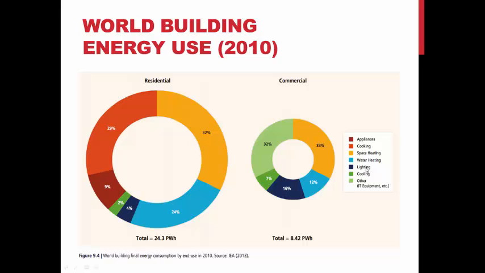So here we see that in terms of the pieces of the pie that are most significant in residential, we're looking at cooking, space heating, water heating, and lighting. So these areas here are where we've focused our attention. On the commercial side, we're again focused on space heating and other here where IT equipment features as well.